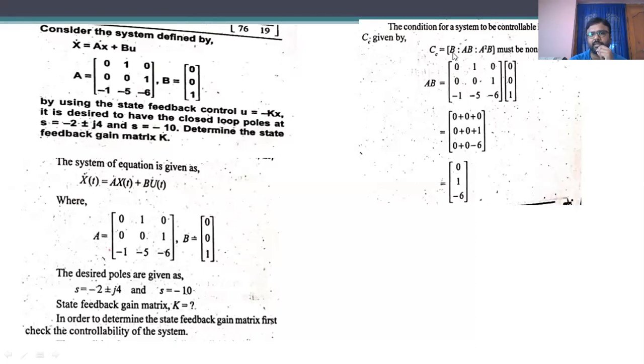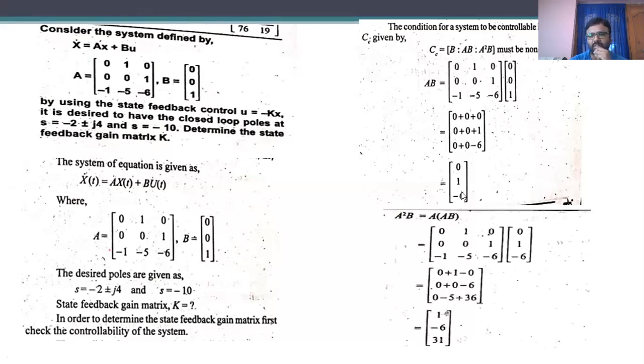B matrix is 0, 0, 1. AB matrix we are going to calculate right now. This is the matrix A and this is the matrix B. So AB is obtained as 0, 1 and minus 6. And A square B matrix is A into AB. This is the matrix A and this is the matrix AB. So we get the matrix A square B as 1, minus 6 and 31.